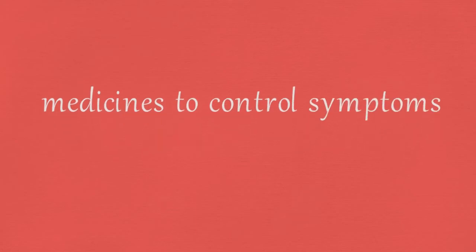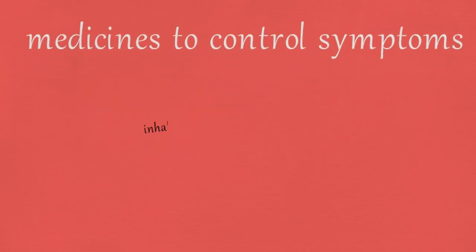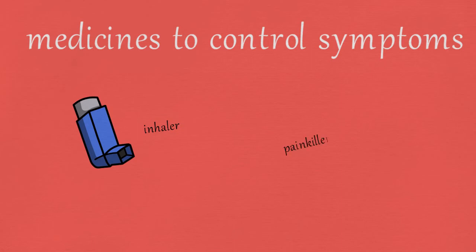The first one, medicines to control symptoms. For examples, inhalers. This will help people with asthma. They will widen the air tubes in the lungs and help them to breathe easily. The next is painkillers. When you are having flu, your doctors may prescribe you a painkillers to bring down your fever.